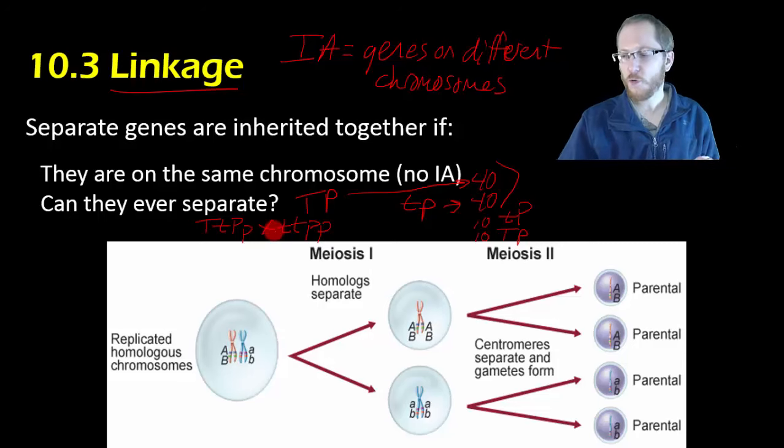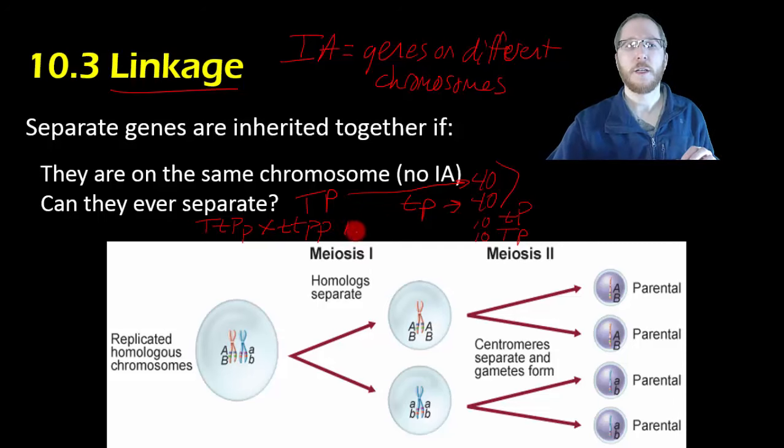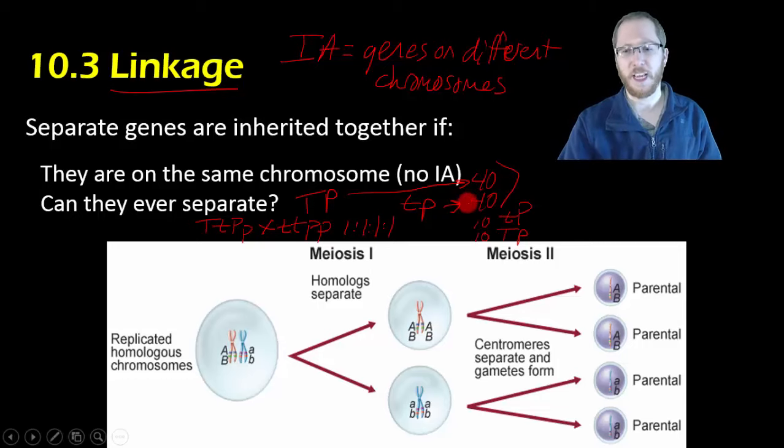But if you do this cross, we expect to see 1 to 1 to 1 to 1. And so that would equate to having 25% of each possible phenotype combination. When you don't see that, that implies that there's linkage. That implies that these two genes are on the same chromosome, and that explains what we're seeing.